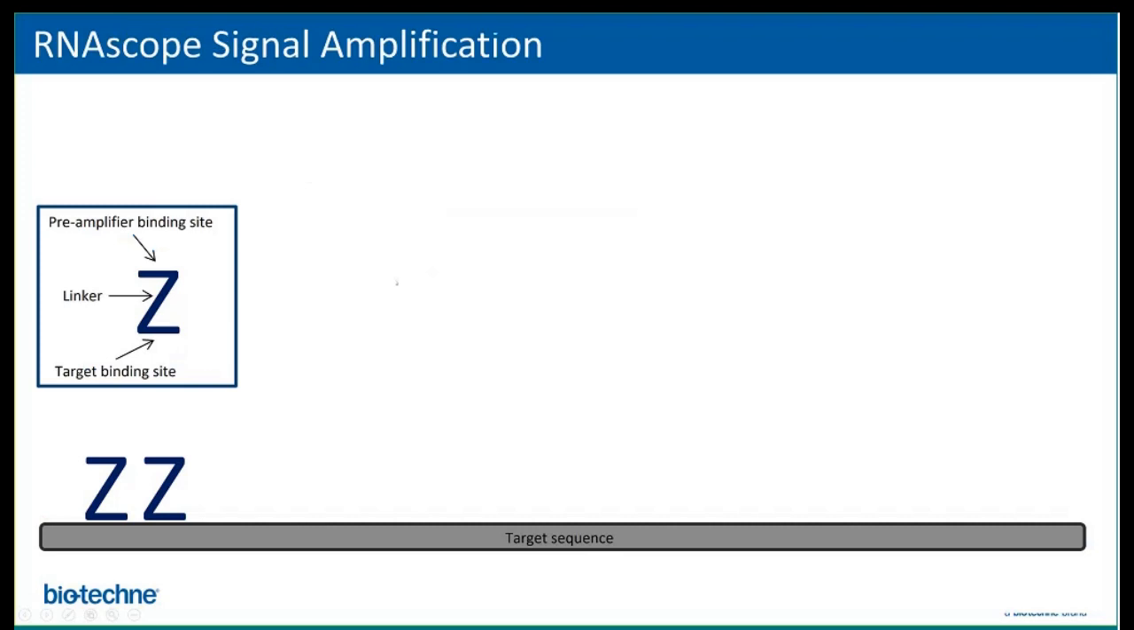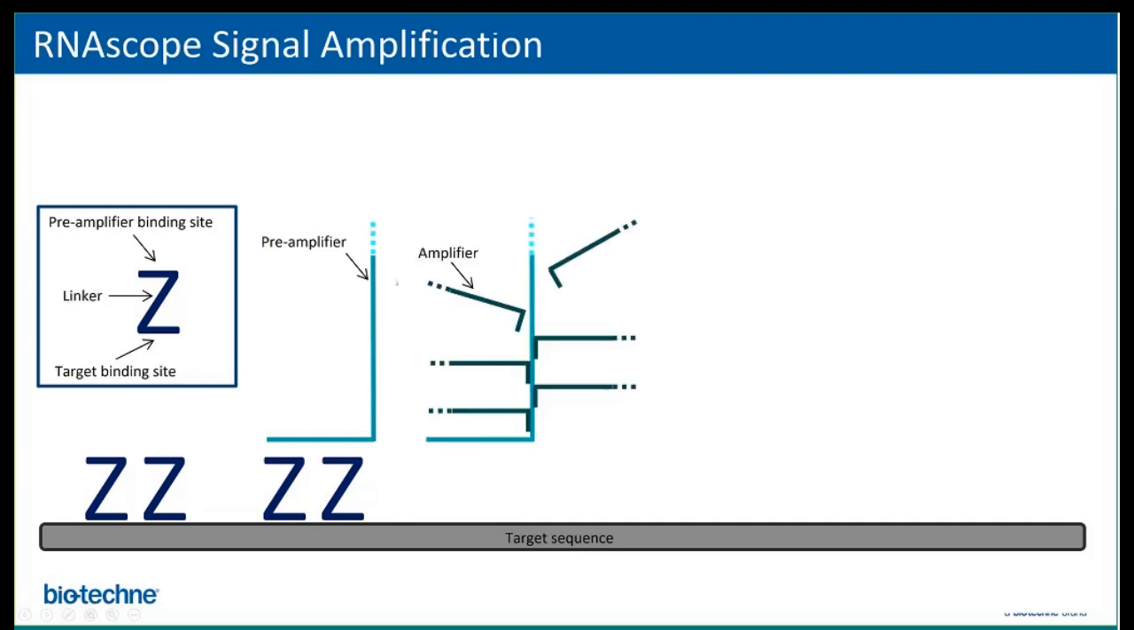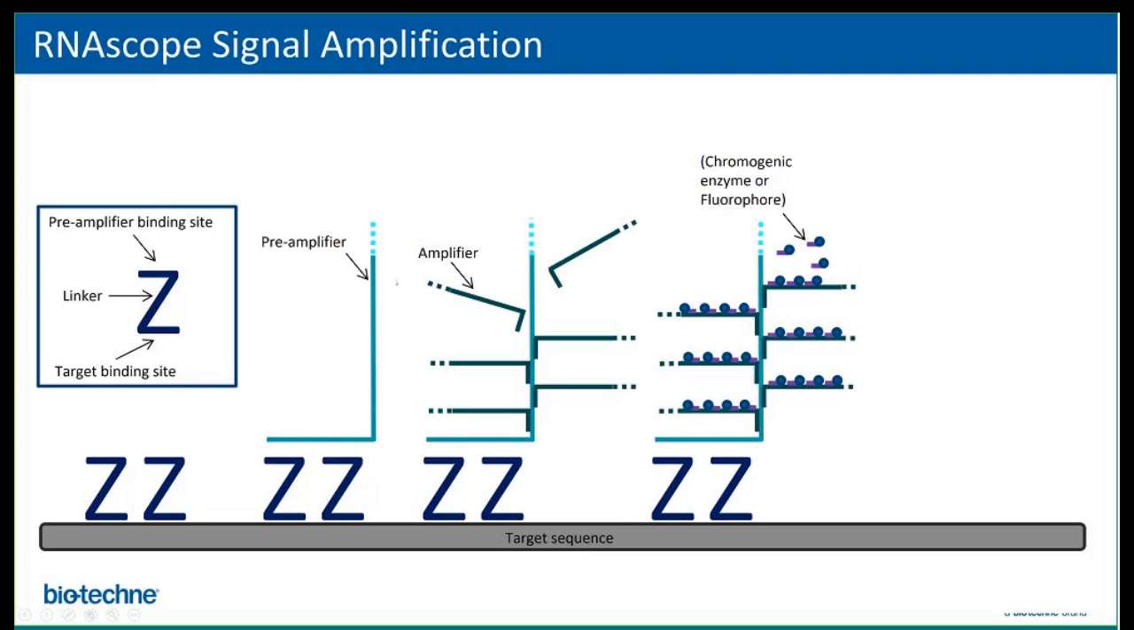Now, once the pre-amplifier binds to the target RNA, signal amplification can take place using an L-shaped pre-amplifier molecule, as you can see here. And this L-shaped pre-amplifier binds to the amplifier, and the amplifier then binds to multiple sites, as you can see here. And finally, the label molecules, such as chromogenic or fluorescent, bind to the numerous sites on the amplifier, shown in blue color here.